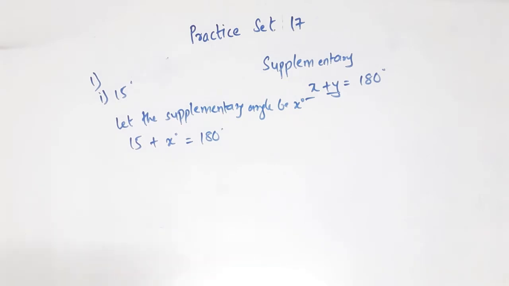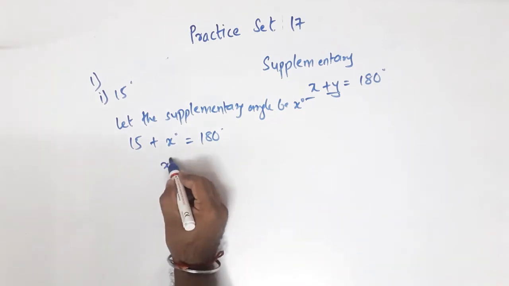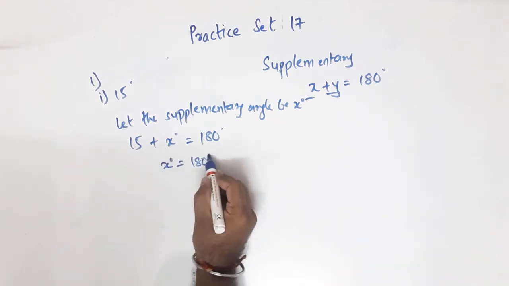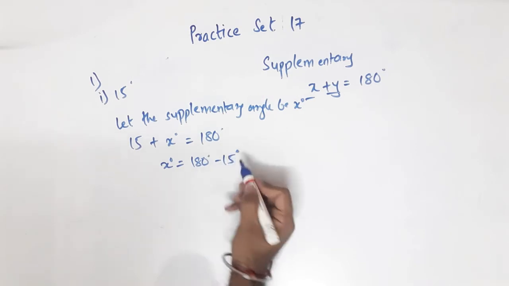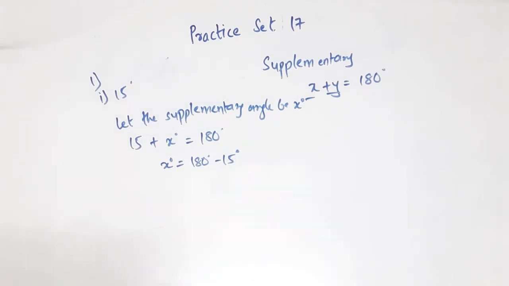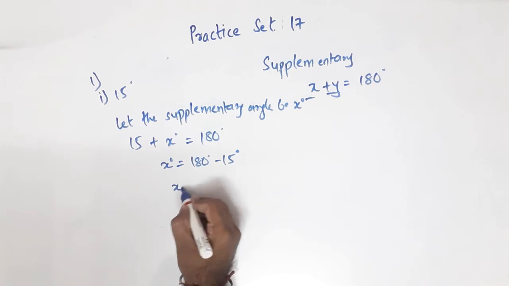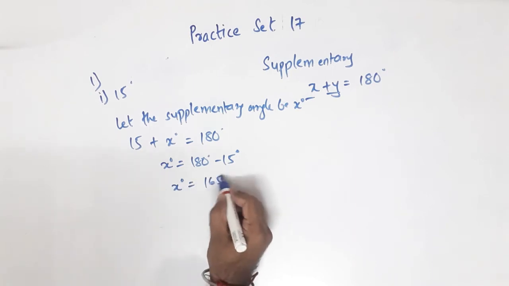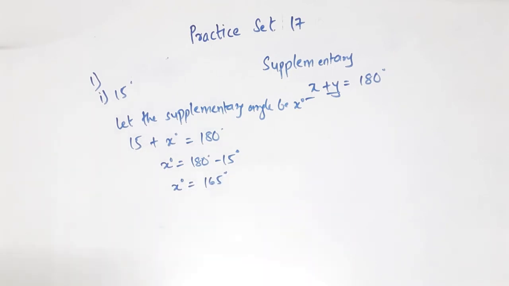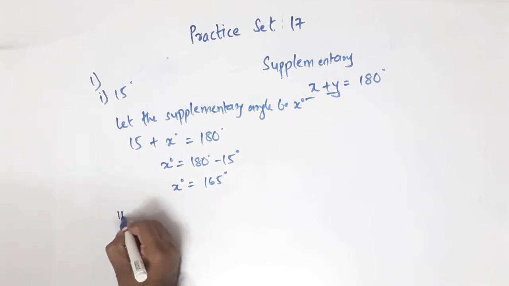So just two things you have to remember. Complementary means total is 90 degrees. Supplementary means the total of two angles is 180 degrees. Okay, so x degrees is equal to 180 degrees minus 15 degrees. So what is 180 minus 15? It is 165. So this is your answer.